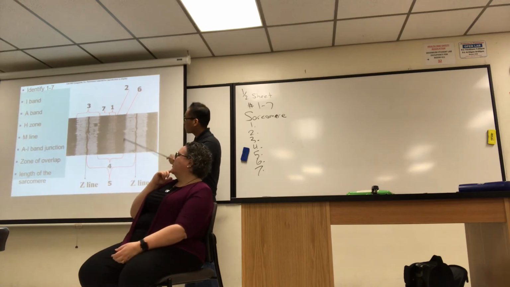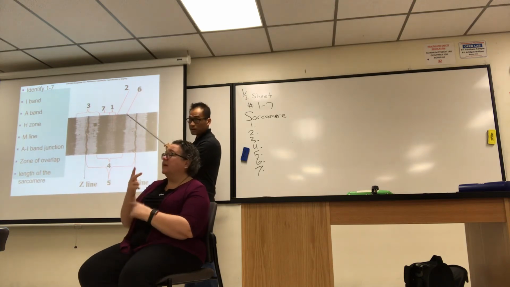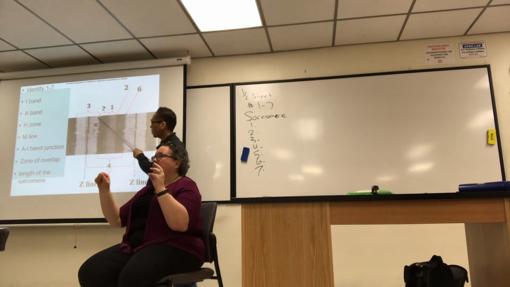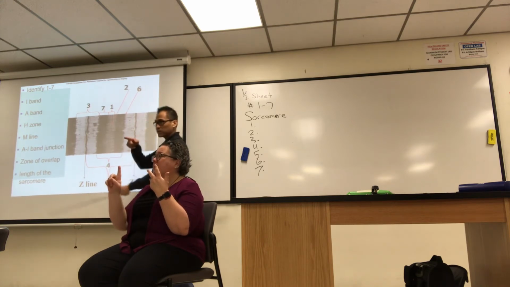What was number 3? Can we go on a little bit? Yeah, let me say 6. I'll go back to 3. 6 is what? Zone. I-band junction. Number 3, what was what again, class? Number 3? I band. Okay, that was number 3.